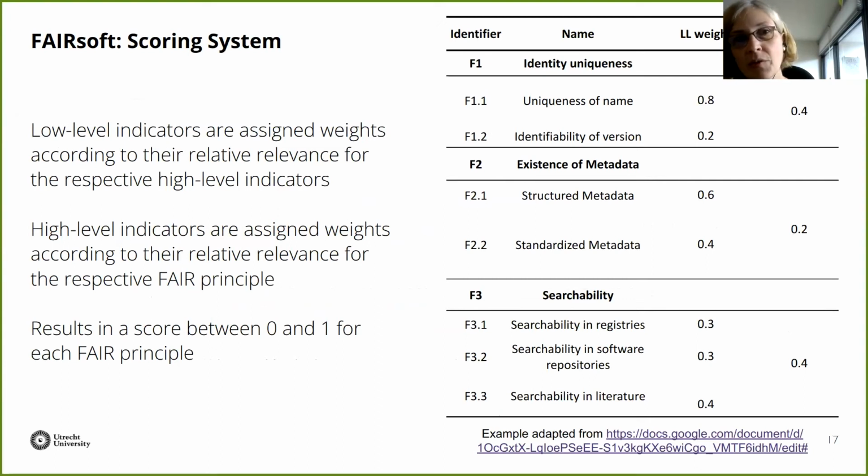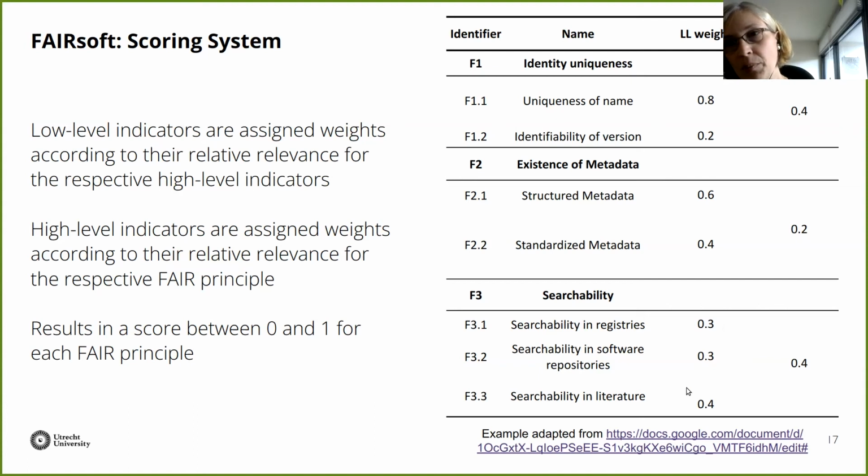So the scoring system of FAIRsoft assigns weights to low-level indicators, corresponding to their relative relevance for high-level indicators. And of course, I took an example here again from the paper and adapted it a bit just to show the idea. So for the identity uniqueness, for example, there are two low-level indicators: uniqueness of name and identifiability of the version. And we say, okay, the uniqueness of the name is more important than the version identifiability. And similar here for metadata and for the searchability examples that we had before.